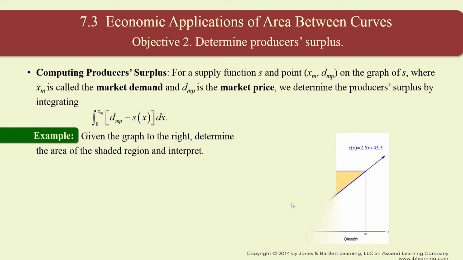I'm sure we have an example here. For the graph to the right, determine the area of the shaded region and interpret. So here's what pops into my head. I have a supply function. There's my market price. The area between market price and supply is nothing more than producer surplus. How do I find the area of this region? Well, it's between two curves, so I should integrate. I should integrate from 0 to 60, the top curve minus the bottom curve. So let's head on up to the chalkboard and crank through this to see what the producer surplus is.